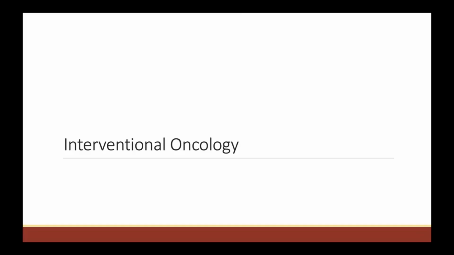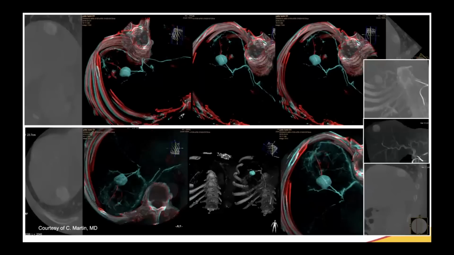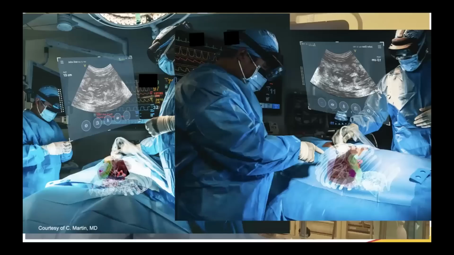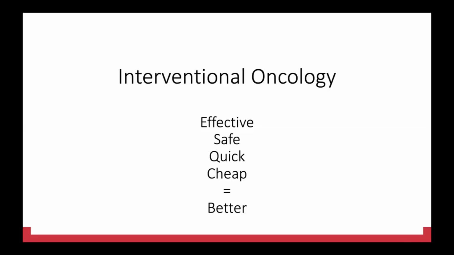So first, I will start with the interventional oncology treatments. For the last 3 decades, the interventional oncology treatments have changed drastically, largely because of image guidance advancement, like what you see here. This is a virtual guidance that a lot of people are working on now. So not only have treatments become more accurate and precise, but they reduce quite a bit of complications. By and large, because these are image-guided therapies, we believe, and a lot of data have shown, that interventional oncology treatments are effective, safe, quick, and cheap, so equals better treatments.